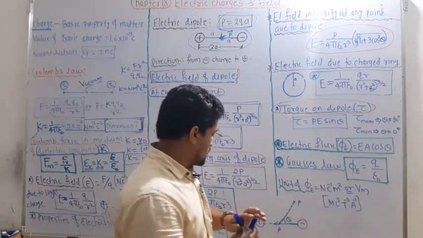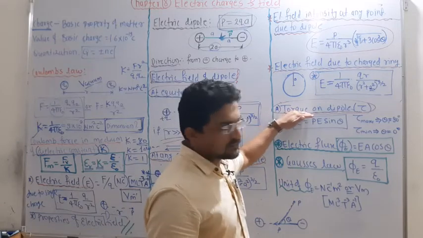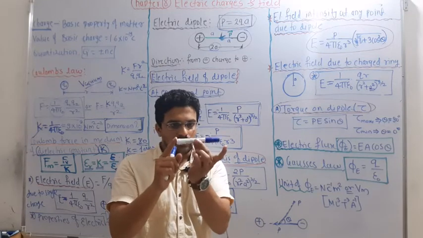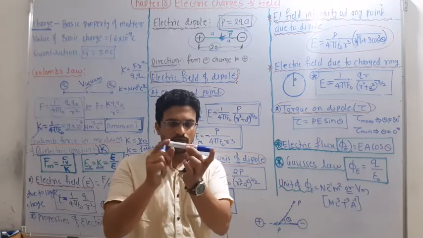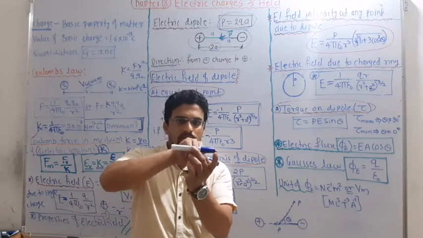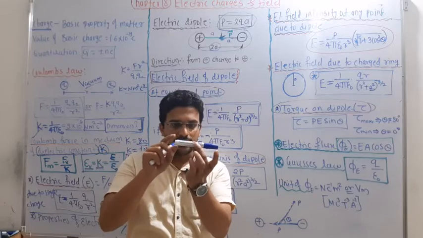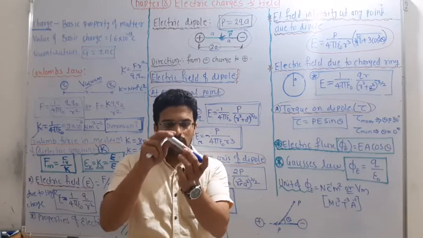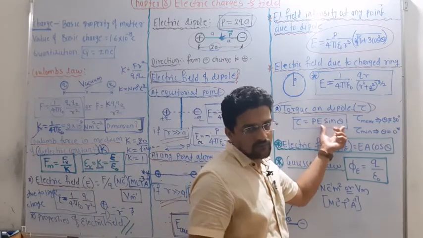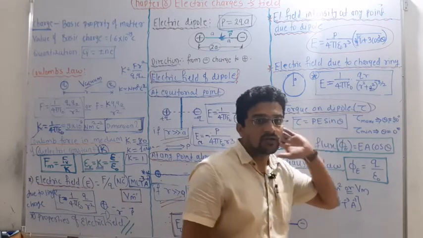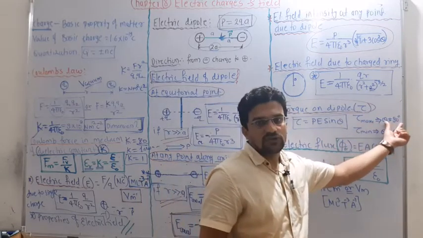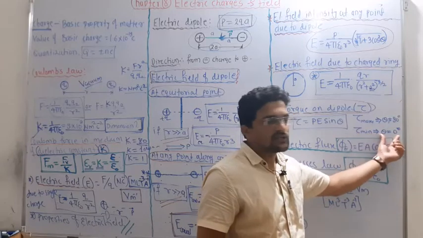Okay, then you can have torque on the dipole. Whenever you place an electric dipole in an electric field, the torque will try to rotate it. Why is it rotating? Because of the torque. One force is applied in the downward direction, one force in the upward direction, so due to that it will start rotating in the electric field. That is nothing but the torque itself. So torque is equal to what? PE sin theta, where theta is the angle between the electric field and the dipole moment. The torque is maximum when theta is equal to 90 degrees, and minimum when theta is equal to 0 degrees.